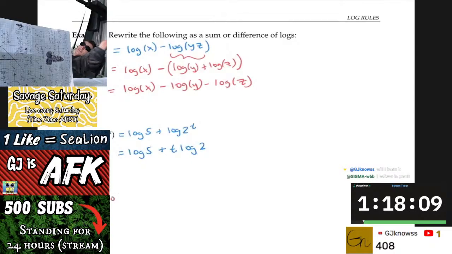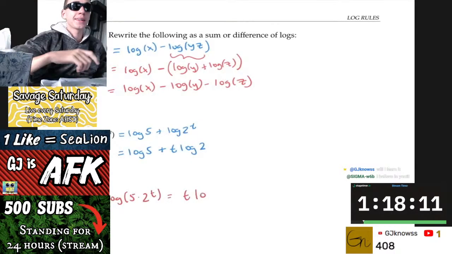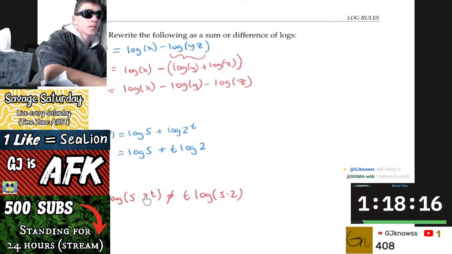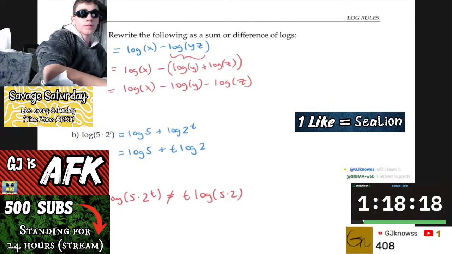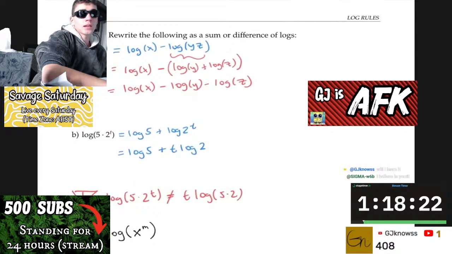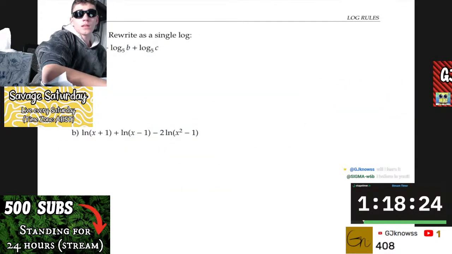A common mistake on this problem is to rewrite this expression as t times log of 5 times 2. In fact, those two expressions are not equal. Because the t only applies to the 2, not to the whole 5 times 2, we can't just bring it down in front using the power rule. After all, the power rule only applies to a single expression raised to an exponent, and not to a product like this. In these next examples, we're going to go the other direction.